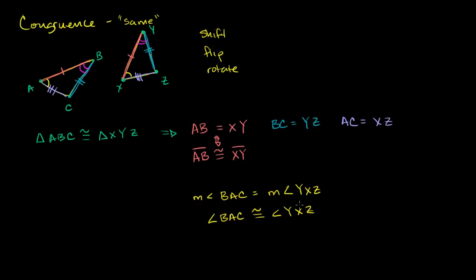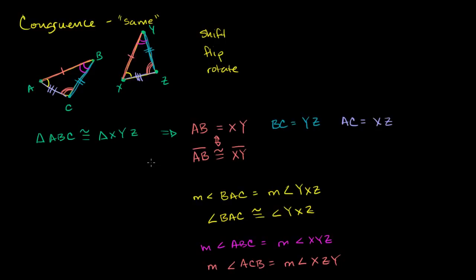So we also know that the measure of angle ABC is equal to the measure of angle XYZ. And then finally, if we know that these two triangles are congruent, that this angle is going to have the same measure as its corresponding angle. So we know that the measure of angle ACB is going to be equal to the measure of angle XZY. Now, what we're going to concern ourselves a lot with is how do we prove congruence?